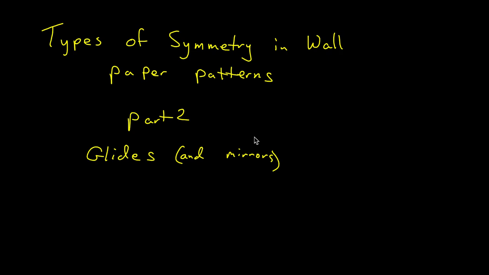This is my second video in my series of videos about the kinds of symmetries that wallpaper patterns might have. In this particular video, we're going to look at glides, and I am going to say a word or two about mirrors. So here's a pattern that, if I just look at two of the columns, should remind you of the strip patterns that have a glide and nothing else.